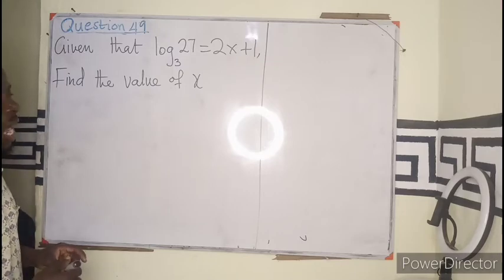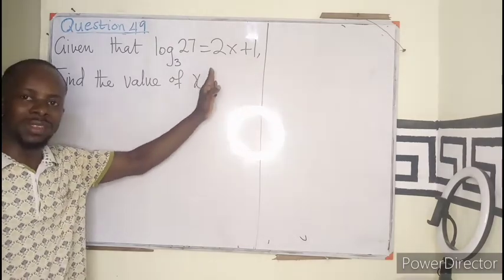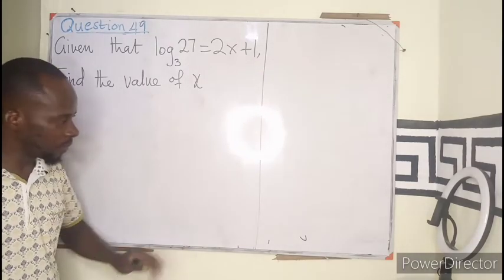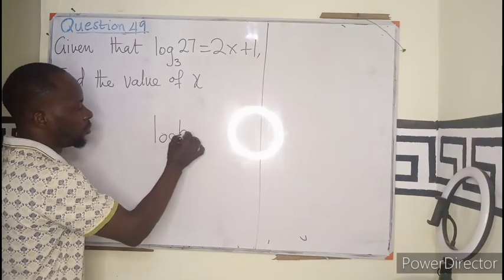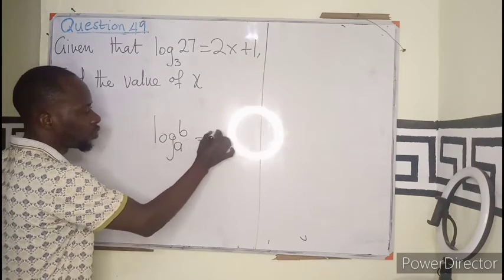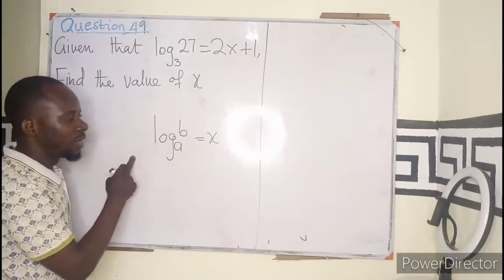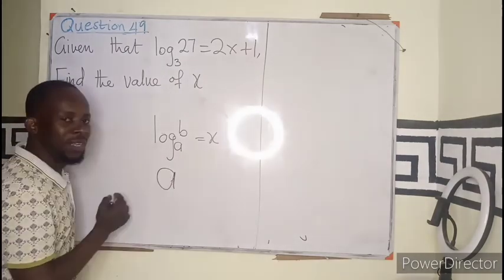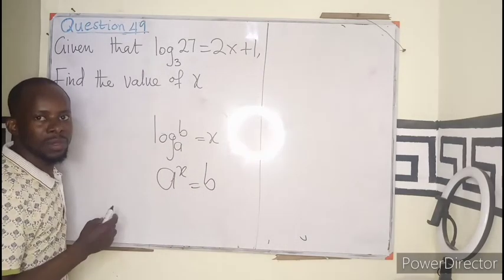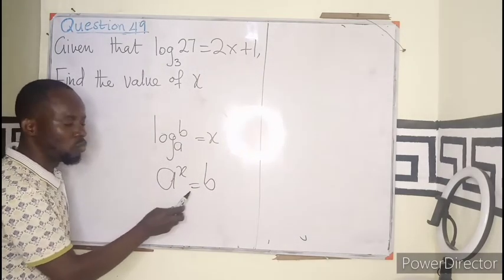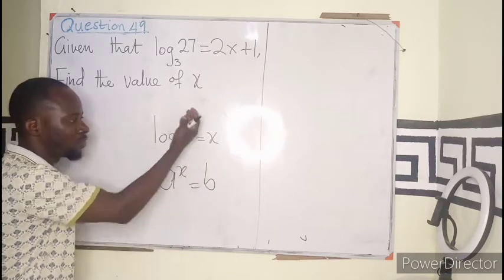This one is on logarithm. We are going to use conversion from logarithm to indices property. That is, if I have log of a to base b equals x, we can convert this to become b as a base, exponent x equals a. We can change from logarithm to indices. Likewise, we can change from the indices back to logarithm.